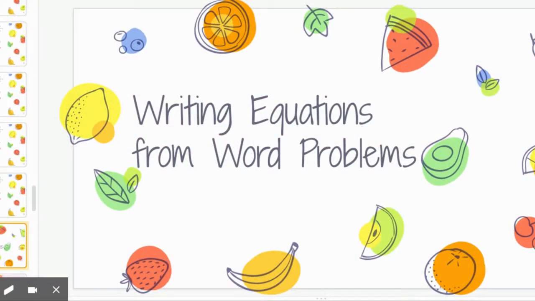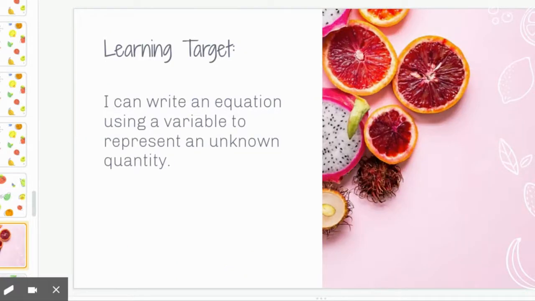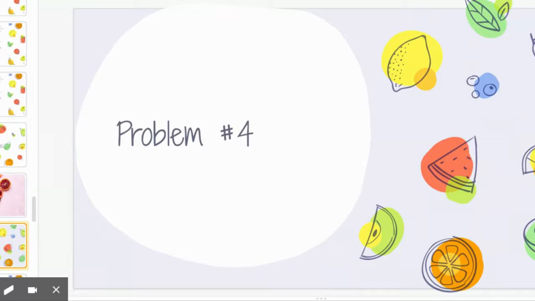Welcome to the final part of our 4-part lesson on writing equations from word problems. The learning target again is: I can write an equation using a variable to represent an unknown quantity. Now let's look at the last problem we're going to go over together.